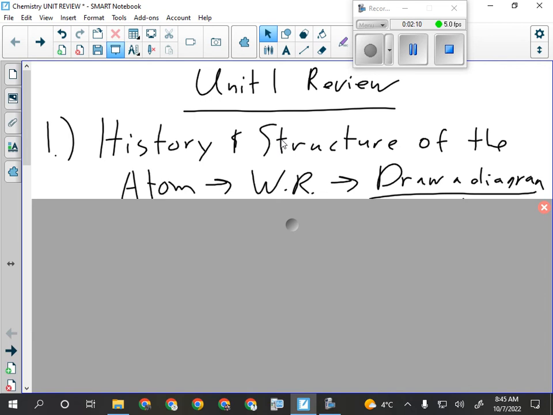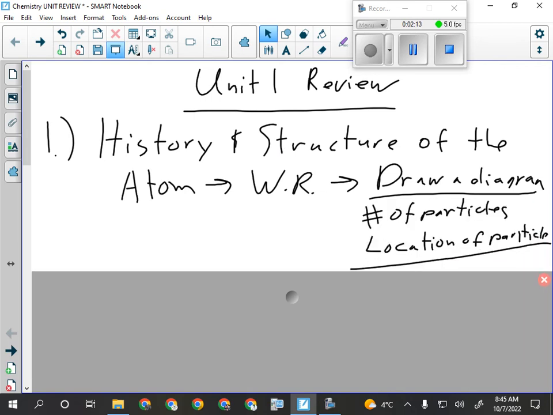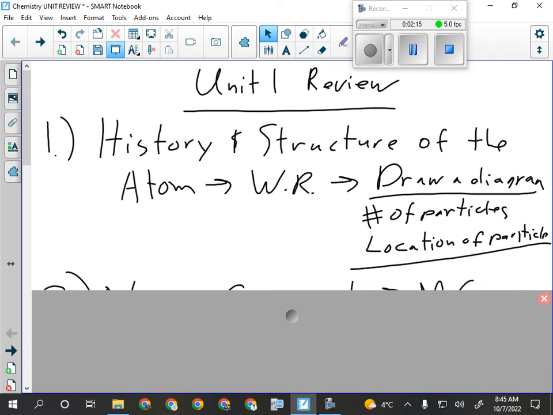In the written response, one of the things that you will be required to do is to draw a diagram of an atom. That diagram will need to include the following things. It will need to be of the proper model, our currently accepted model. It will need to have the right number of protons, the right number of neutrons, the right number of electrons, and have them be in the right places. It's a pretty easy 5-mark question.